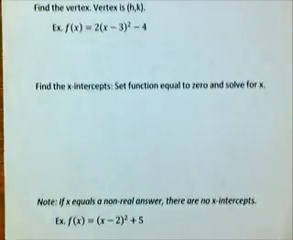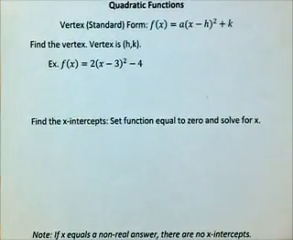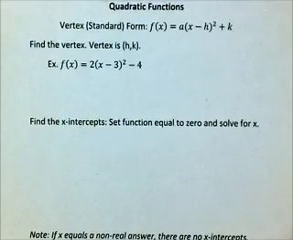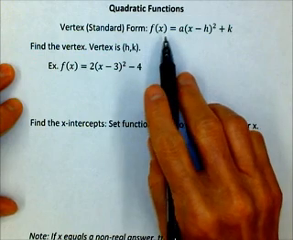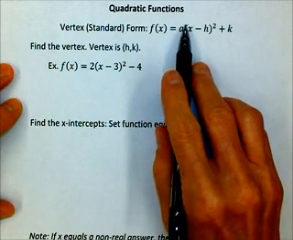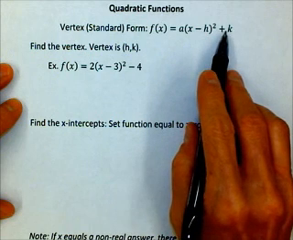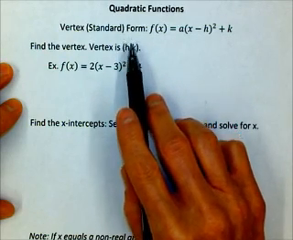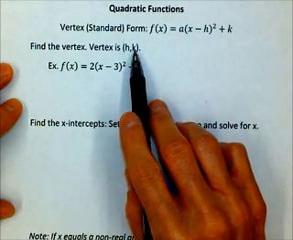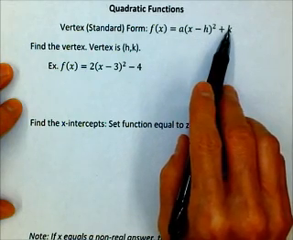Next we will look at the vertex form or standard form for the quadratic function. It is written as f of x equals a out front, parentheses x minus h, close parentheses squared plus k. To find the vertex when it's written in vertex form is very simple. Vertex is h and k. Here's h, here's k.